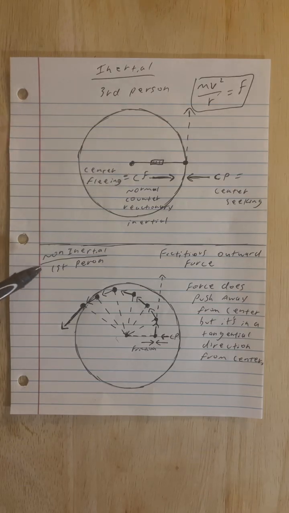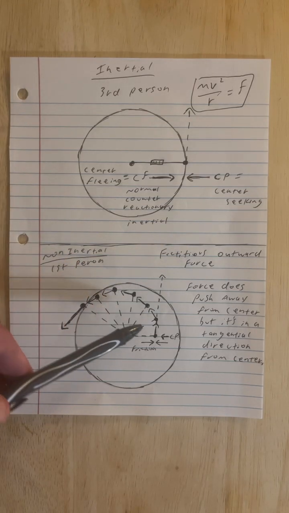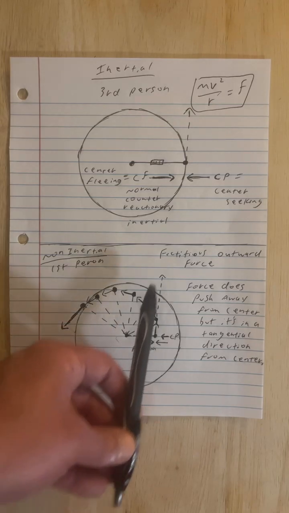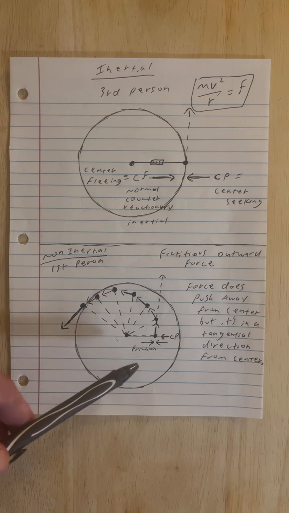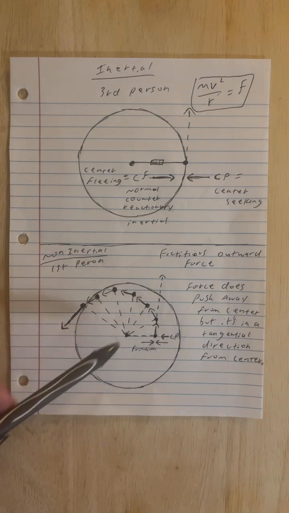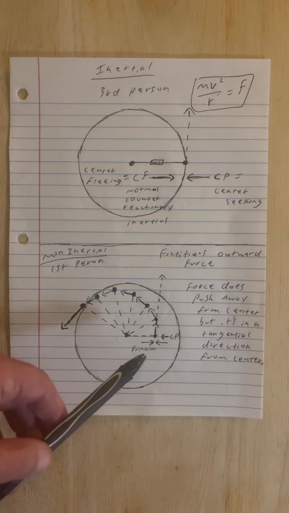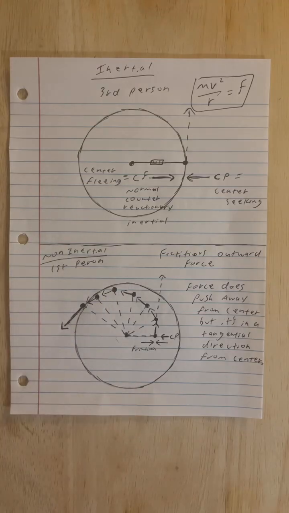If we move down to the non-inertial frame, which is the first-person view, this is where the outward force is considered fictitious because all this mass is trying to do is go in a straight line, but something keeps forcing it to the left, and that something would be friction from the disc. So that friction is what's keeping you from traveling in a straight line.